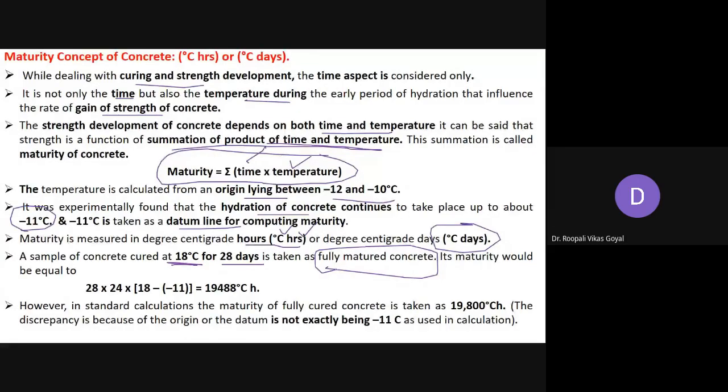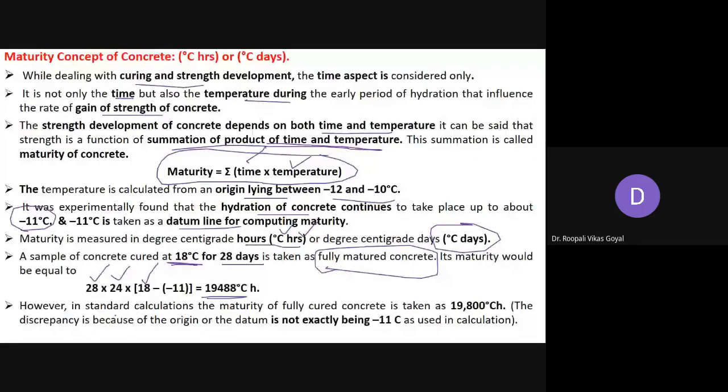After that, whatever its maturity is, it would be equivalent to how many days? 28 days. Convert 28 days into hours, so multiply by 24. So 28 into 24, multiplied by, as our temperature is 18 degrees, from that you have to deduct your datum line temperature, which is -11 degrees. So 18 minus -11. This maturity is 19488 degree centigrade hours, which is considered the maturity of fully cured concrete for the standard calculation.